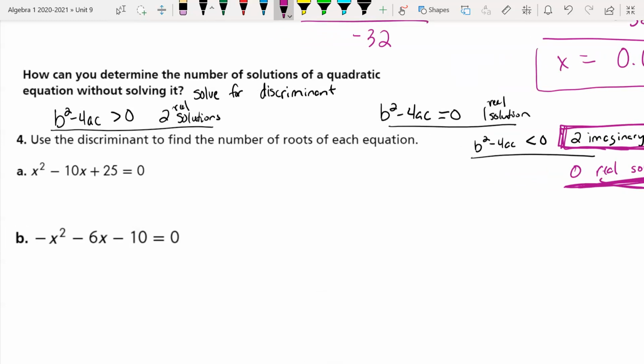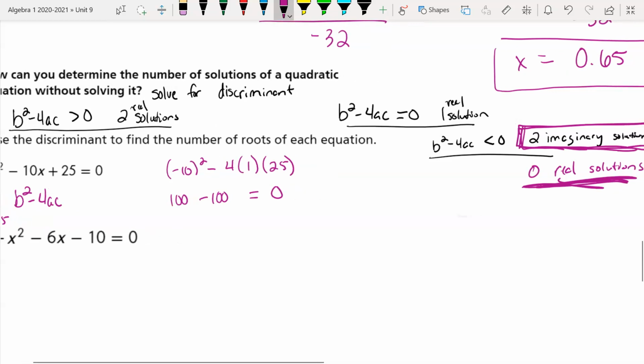So I'm going to say b squared minus 4ac. So my b is negative 10, my a is 1, and my c is 25. So I'm going to take negative 10 squared minus 4 times 1 times 25. So I'm going to get 100 minus 100, which is equal to 0. So how many solutions do I have? I have 1 solution to this quadratic problem.